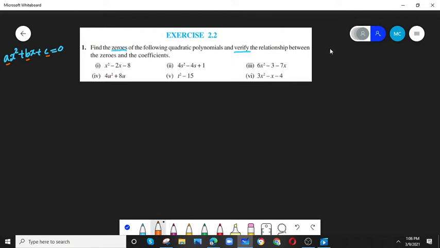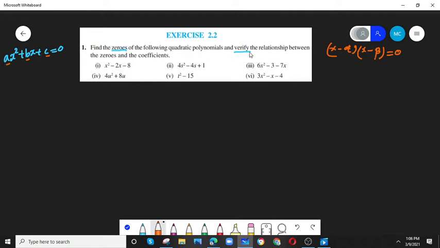For zeros we have the formula x minus alpha, where alpha is a zero, times x minus beta, where beta is another zero. So for a quadratic equation we have two zeros. For a quadratic equation, how many zeros? Two zeros are there. So alpha and beta are the zeros, and a, b, c are the coefficients.